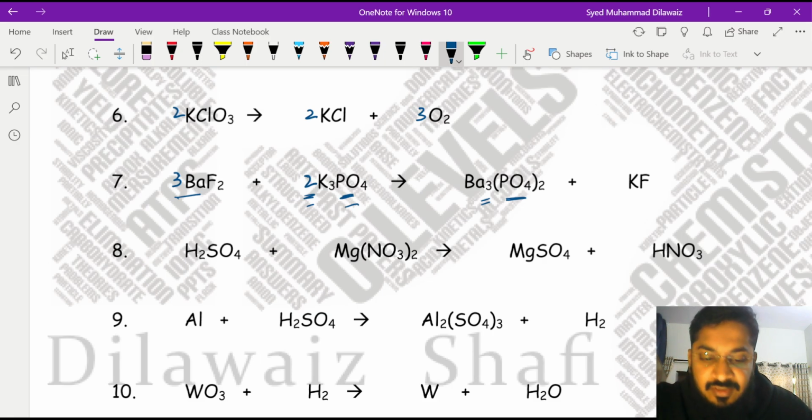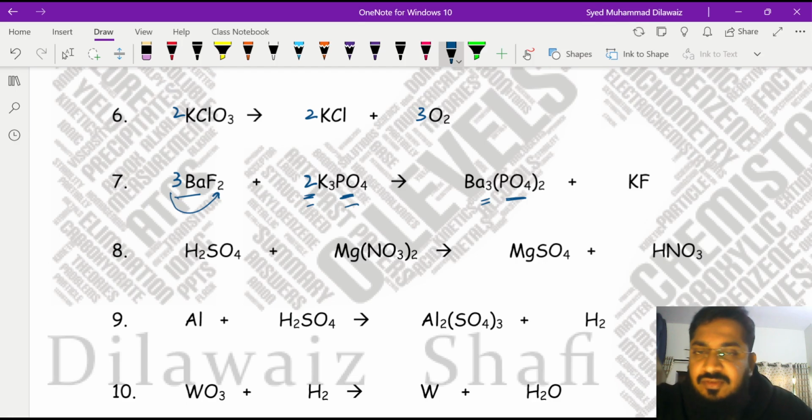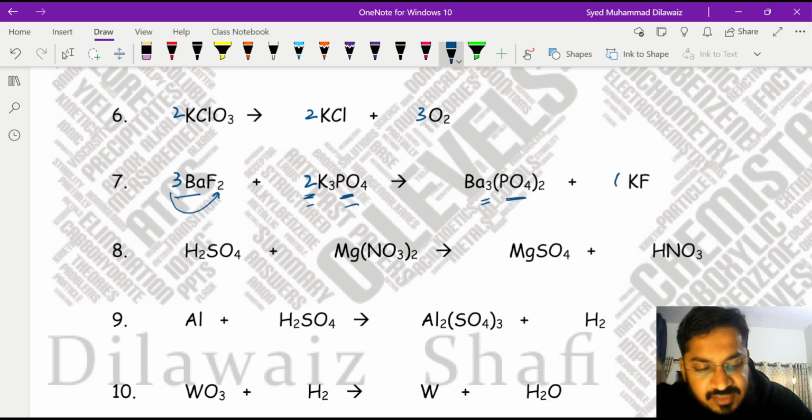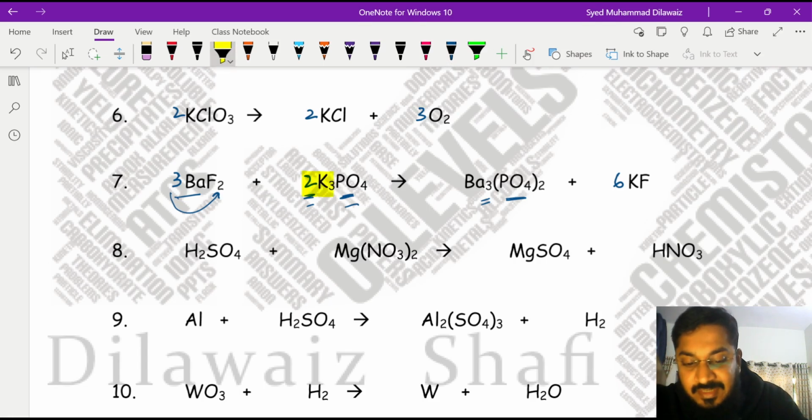Now look at the right one. This is KF, potassium fluoride. First we need to figure out the number of potassium and fluorine on the left side. The fluorine is 3 into 2, which is 6 fluorine atoms on the left side, and on the right we have only one. So putting 6 beside KF makes it 6 fluorine on the right, and 6 on the left. Another thing is potassium. It's already unintentionally balanced. This is 2 into 3, that is 6 potassium, and there are already 6 potassium on the right side.